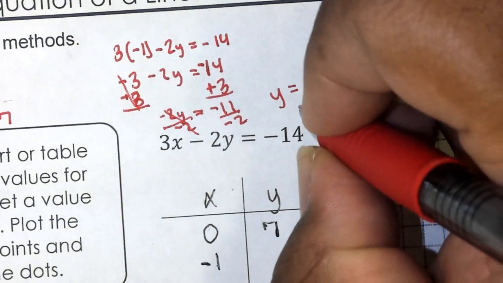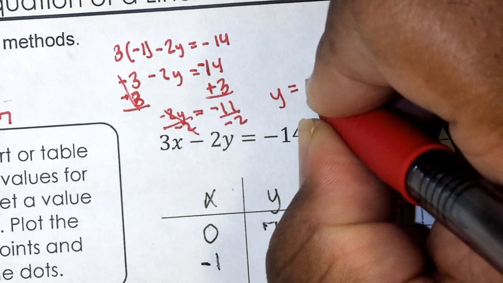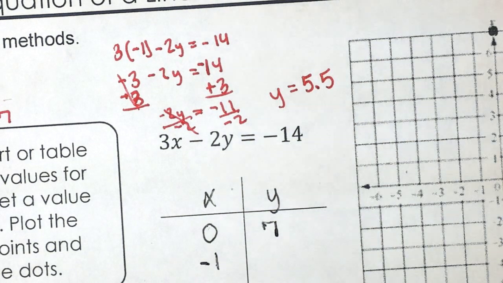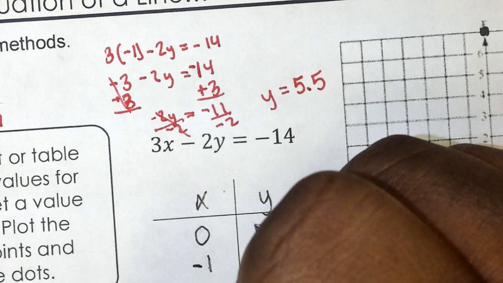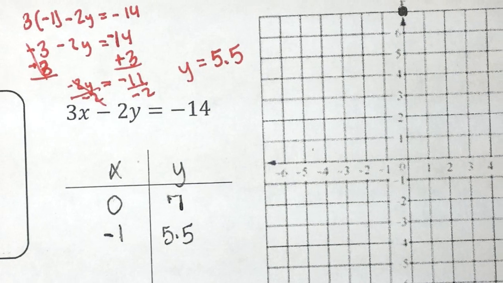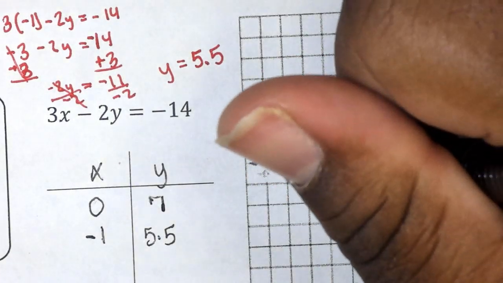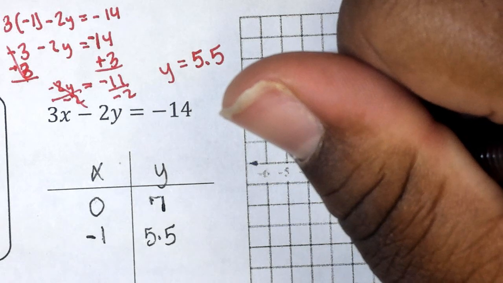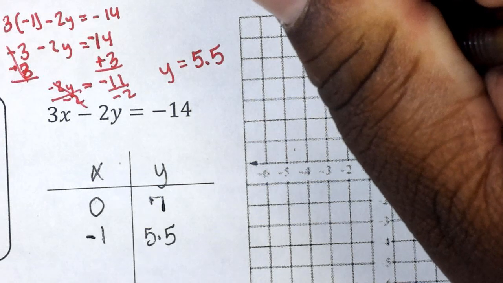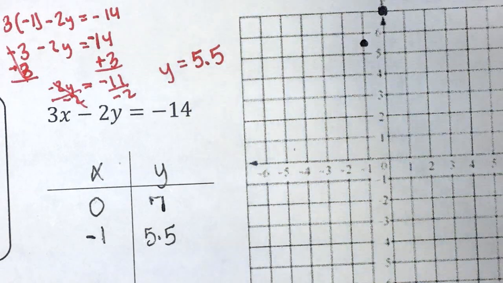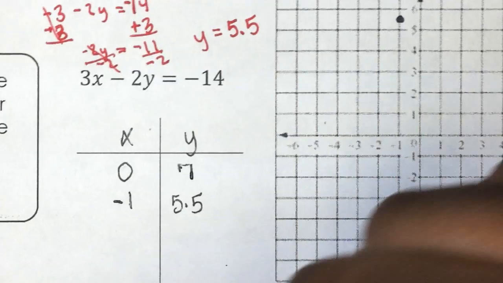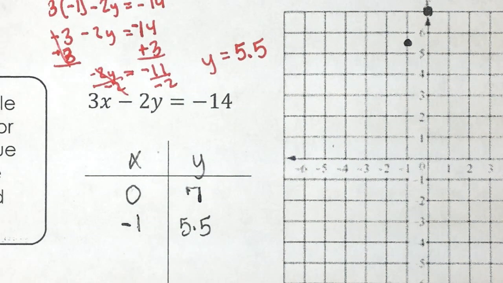What is a decimal? Positive 5.5. 5.5 is your y value if you have negative 1. You can graph that. That's not a hard one to graph. Negative 1 on the graph at x, go up 5.5. Your point will be about right here. Then find one more point. 3 points is good to draw your line for this kind of a thing on a t-chart.